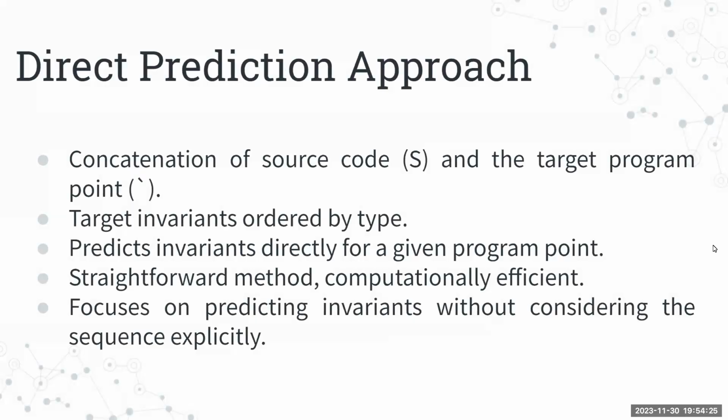So let's discuss the direct approach first. To anticipate program invariants, we have crafted a straightforward yet powerful method that focuses on efficiency and precision. By concatenating the source code with the target program point, we create a distinctive representation that captures the essence of the code at a specific location. This allows us to tailor our predictions to specific characteristics, streamlining the analysis and interpretation of the anticipated invariants.